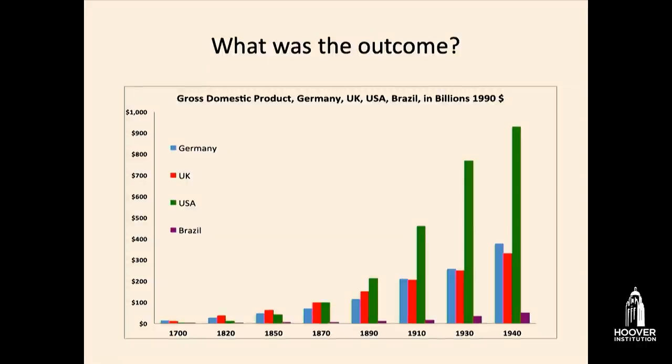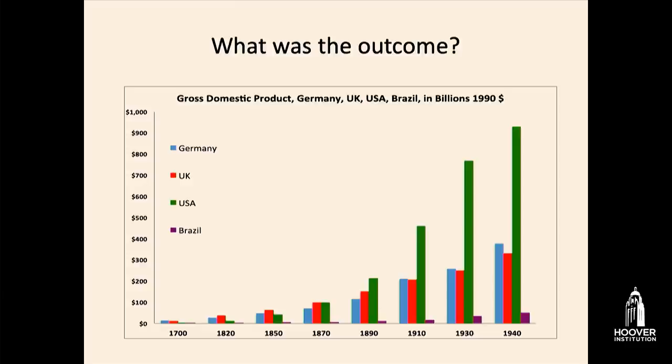So this is GDP per capita as closely as we can measure it, and measured with a high degree of noise the farther back you go. The United States is in green, the UK in reddish-orange, Germany in blue, Brazil in purple. Now, if you look here in 1700, the US has a per capita GDP that's pretty close to Brazil and considerably poorer than Germany or the UK.